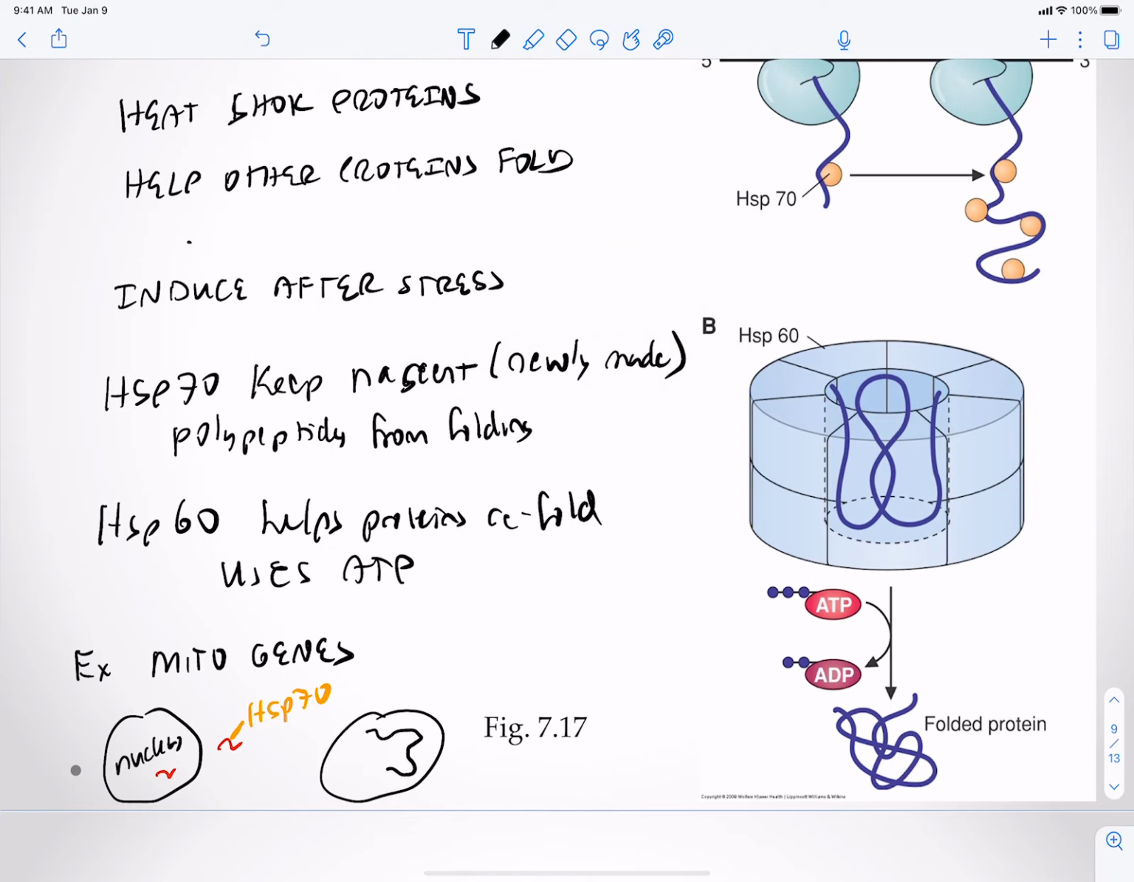So here's our mitochondria. And then in the mitochondria, you will get your protein. You will have heat shock protein 60, in a different color, and this will refold that protein. Sometimes this is important because you have genes that are made by your nucleus, but they actually need to function somewhere else. So heat shock protein 70 will keep that protein from folding until it gets to where it needs to go. And once it gets there, another set of heat shock proteins will help that protein fold and then become functional.